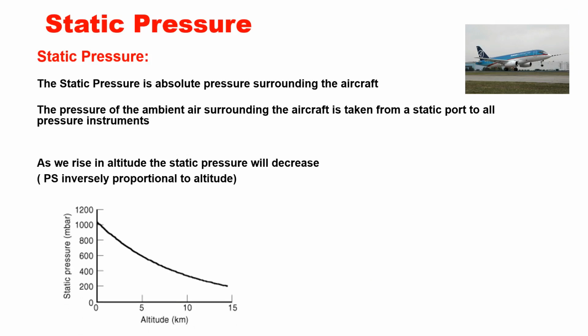Static pressure. The static pressure is the absolute pressure surrounding the aircraft. The pressure of the ambient air surrounding the aircraft is taken from a static port to all pressure instruments. You must know the relation between static pressure and altitude from the figure below. As we rise in altitude, the static pressure will decrease, and so static pressure is inversely proportional to altitude.